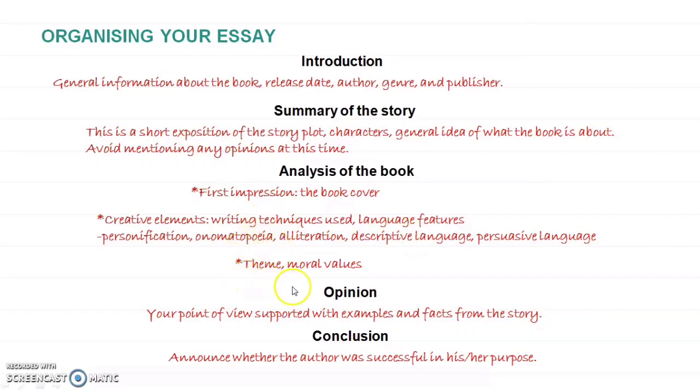You are going to include themes and moral values that you get from the book. Okay, the next one is opinion, which is your point of view supported with examples and facts from the story. Again, it's more or less the same like movie review. Last one is conclusion. Announce whether the author was successful in his or her purpose. Okay, berjaya tak penulis tu nak sampaikan dia punya maklumat dan matlamat.